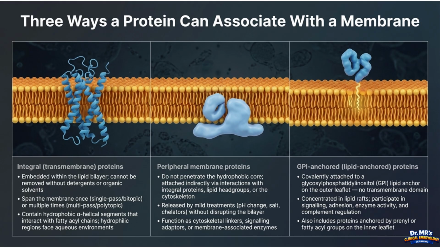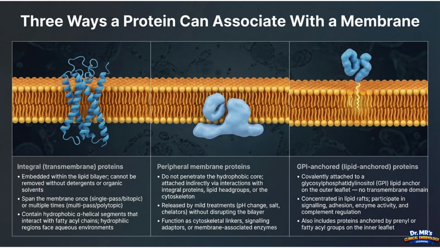The third class is glycosyl phosphatidylinositol-anchored proteins, named after the lipid anchor that tethers them to the membrane. These proteins have no transmembrane domain whatsoever. Instead, their carboxyl terminus is covalently attached to a glycosyl phosphatidylinositol lipid, which inserts into the outer leaflet of the membrane. Because they reside exclusively on the outer leaflet and are associated with lipid rafts, they are in a prime position for extracellular signaling, cell-cell adhesion, and enzyme activity at the cell surface.